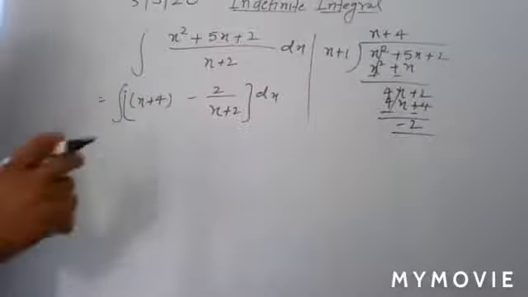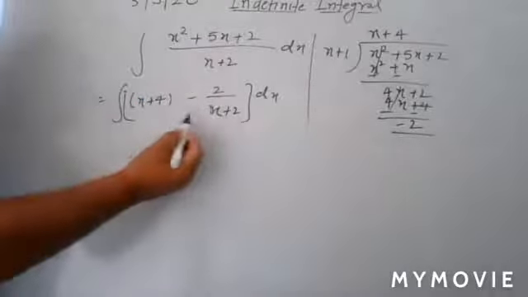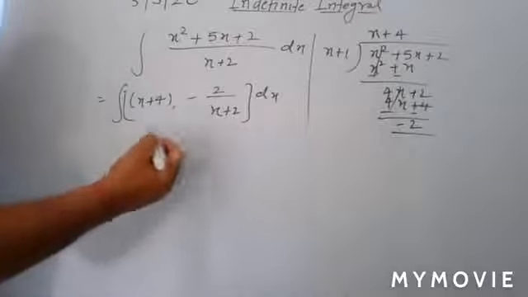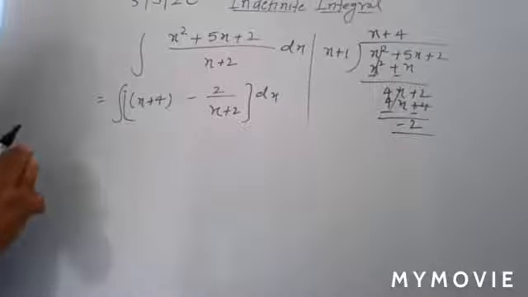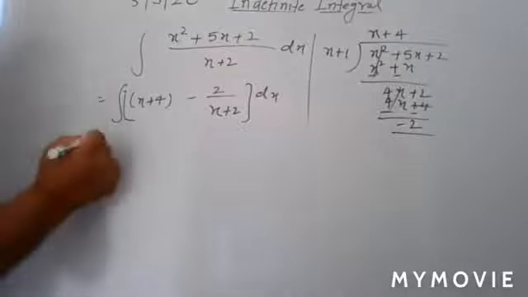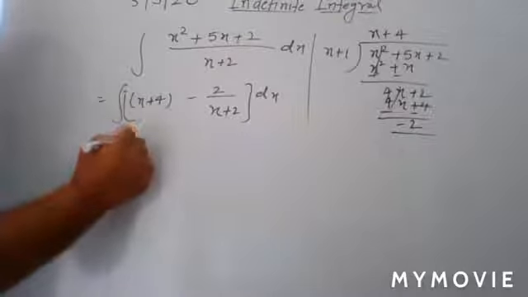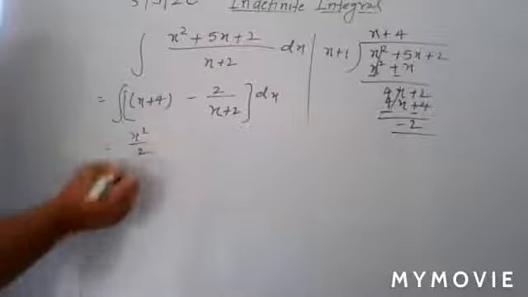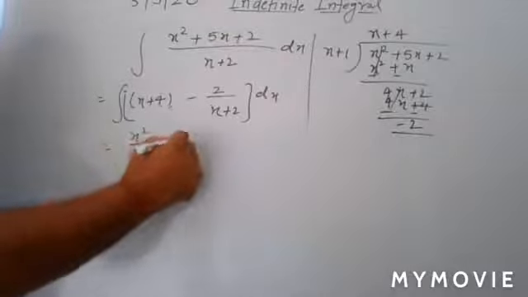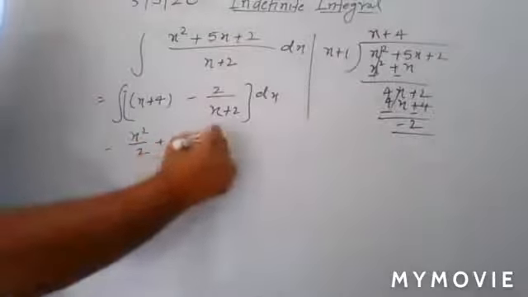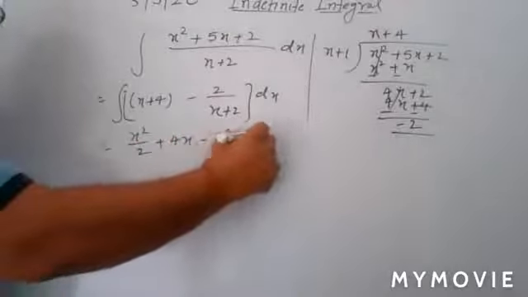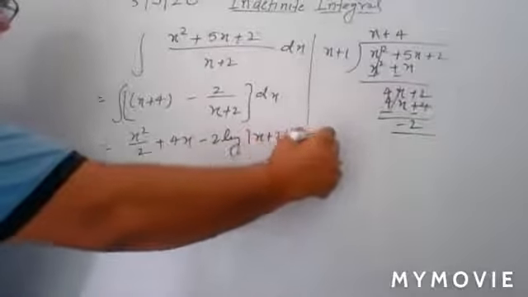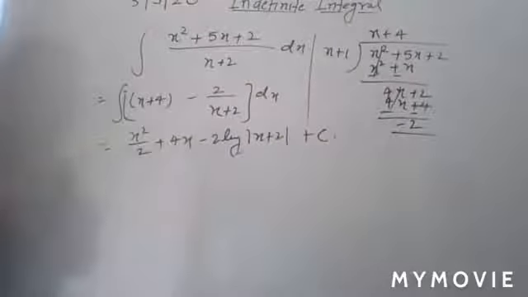And then you see that the function which you obtained in simplest form can be very easily integrated. Okay, so start. Integration of x is x square by 2. Integration of 4, so write 4x. And here your integration is 2 times log x plus 2 plus c. That is your result. So this is your solution.